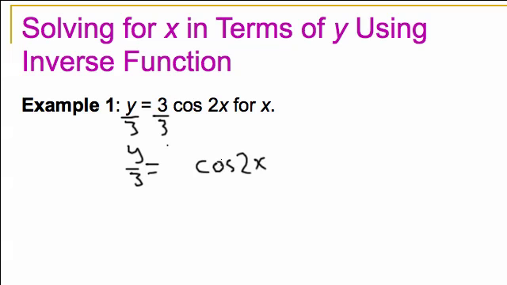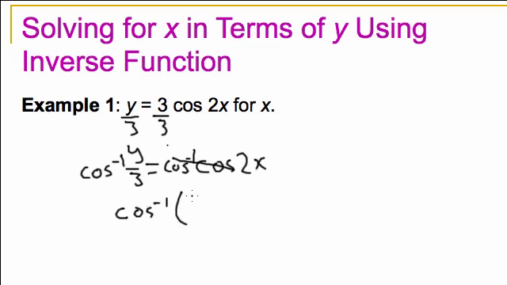The next thing in order to get rid of is the cosine. To get rid of cosine, we're going to use inverse cosine. Inverse cosine and cosine will cancel out. Whatever I do to the right side of an equation, I need to do to the left side of the equation. So I also need to do the arc cosine, the inverse cosine of y over 3. So at this point, I have the inverse cosine.